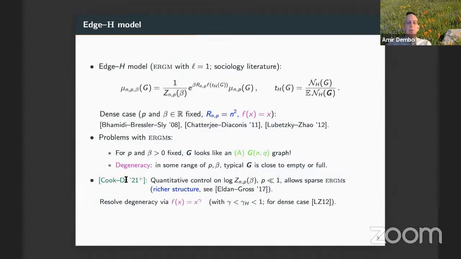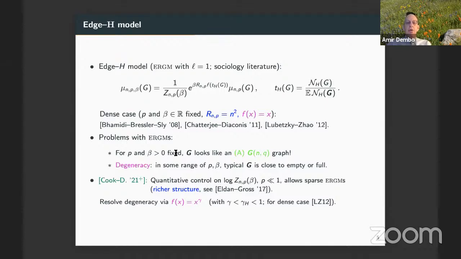In a paper with Cook, which is being written but not yet posted, we are studying the sparse case. We are studying the case where, as n goes to infinity, p goes to 0. These are called the sparse exponential random graph models. And those are known to have a richer structure. This was already pointed out, in a less specific or explicit way, in a paper of Eldan and Gross that looked at the naive mean field approximation for the log partition function, but not as accurately as in this paper.